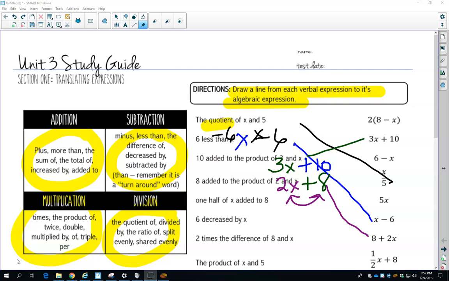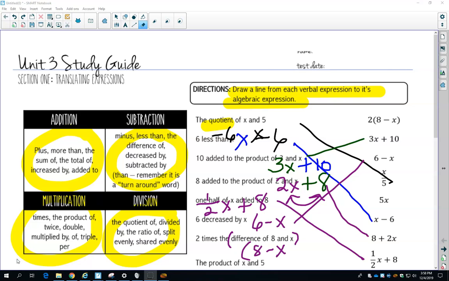The next one, 1/2 of x added to 8. We're taking half of x and we're adding it to 8. That's right there. 6 decreased by x is 6 minus x up here. 2 times the difference of 8 and x, okay? The difference we're going to put in parentheses, and we're multiplying that by 2. And so this one up here is the answer.